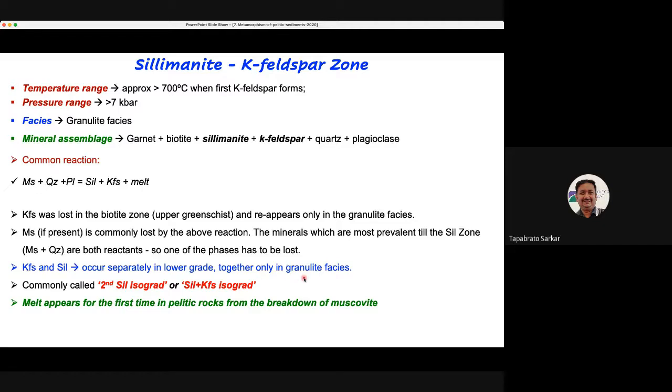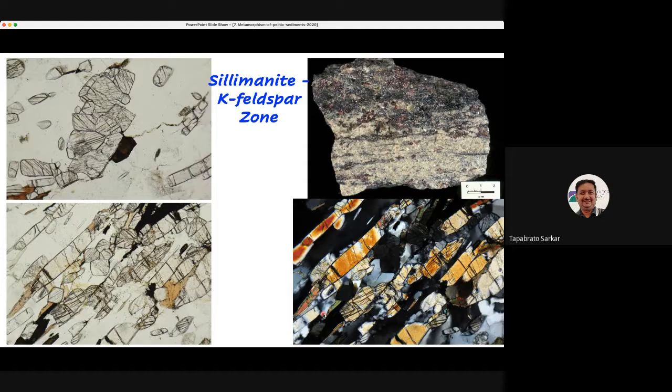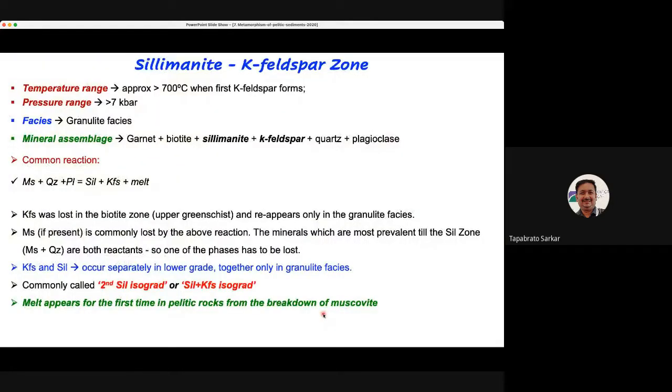Above 750 degrees centigrade, sillimanite and K feldspar occur together, and therefore this is called the second sillimanite isograde, or the sillimanite plus K feldspar isograde. This is also the reaction where melt appears for the first time in pelitic rocks from the breakdown of muscovite. Therefore, what we start forming is a migmatitic rock where melting starts. Muscovite is lost, and slowly the rock becomes more and more gneissic, and the schistosity is completely gone.